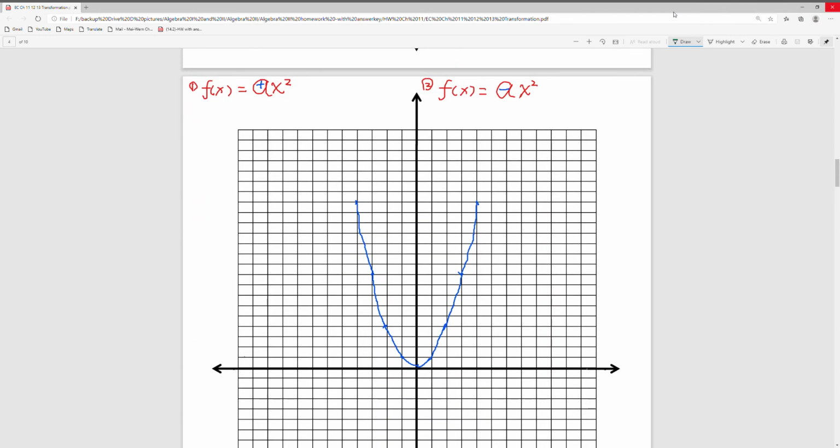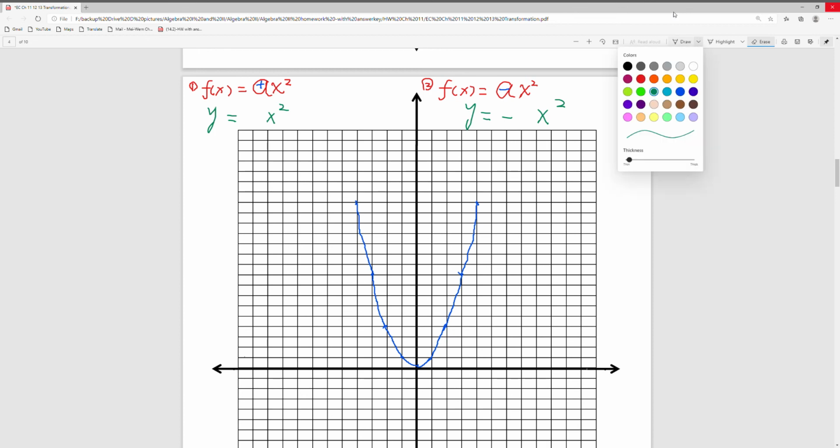When you have some number multiplied to x squared, it's not a plus or minus, it's multiply. Multiply with a positive number, say y equals 3x squared or y equals negative 3x squared. Or simply, we don't want to have 3 here. If you have y equals x squared, then, okay, y equals x squared.